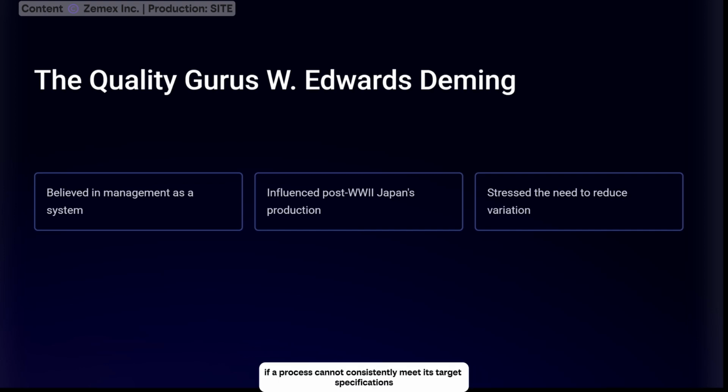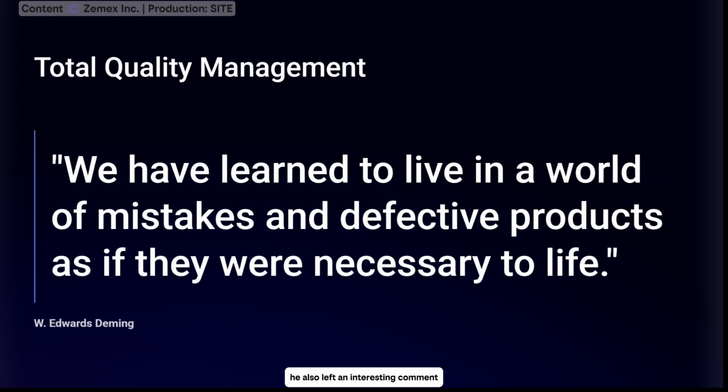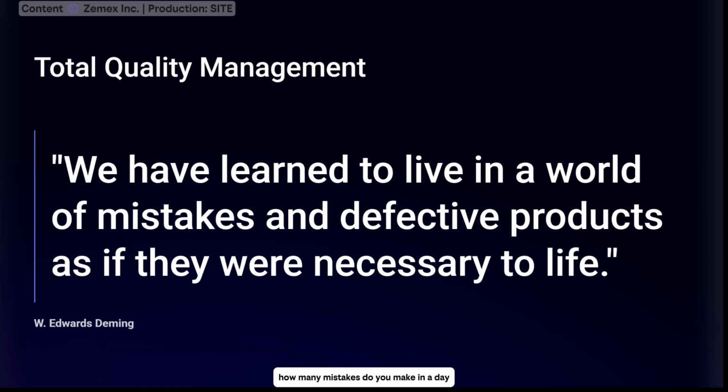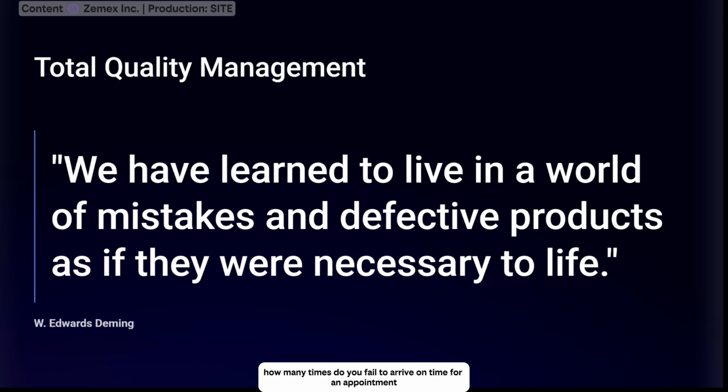Therefore, if a process cannot consistently meet its target specifications, it is at least important to reduce variation within the process. He also left an interesting comment. We have learned to live in a world of mistakes and defective products as if they were necessary to life. Think about our daily life. How many mistakes do you make in a day? How many times do you fail to arrive on time for an appointment?